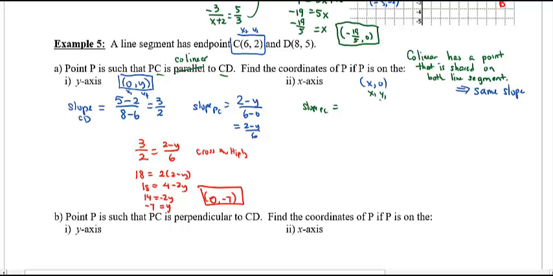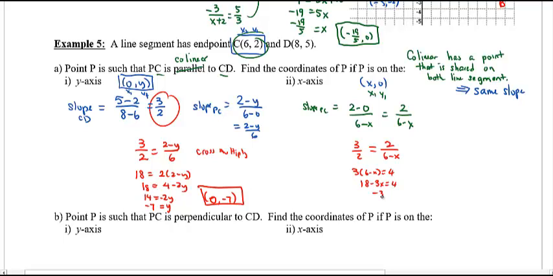So I'm going to call this x1, y1 now. This is still x2, y2, so 2 minus 0, 6 minus x. And now I want to make it the same slope, so 3/2, right? The slope of CD equals 2 over 6 minus x. Cross multiply and solve. There you go, 14 over 3, comma 0. Done.